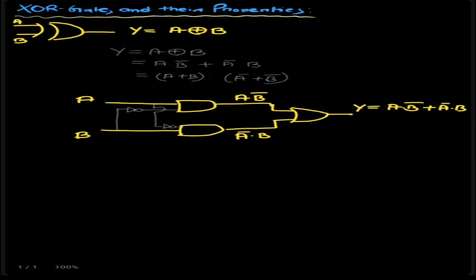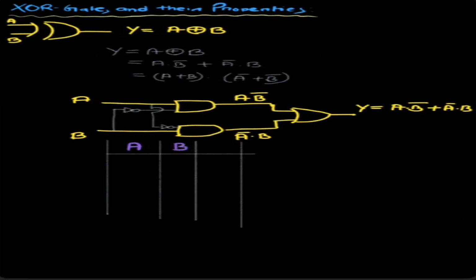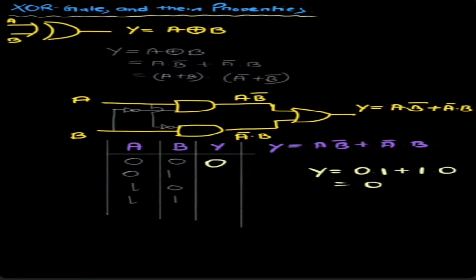Now we will make the truth table for the XOR, where Y equals again A and B complement, or A complement and B. Now taking the values 0 0, 0 1, 1 0, 1 1. Solving the first one, let's see what we get. When A equals 0 and B equals 0, A is 0 and B's complement will be 1, or A's complement now would be 1 and B.